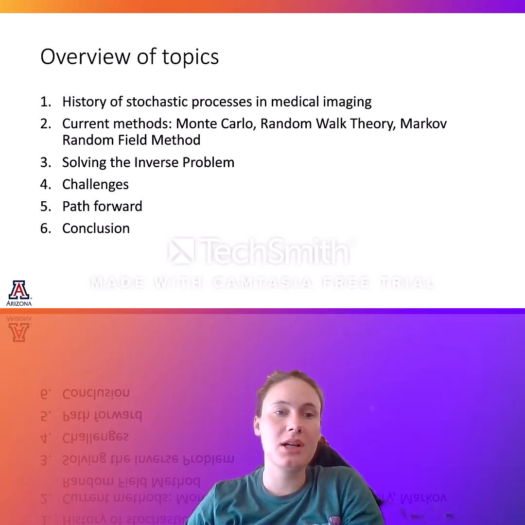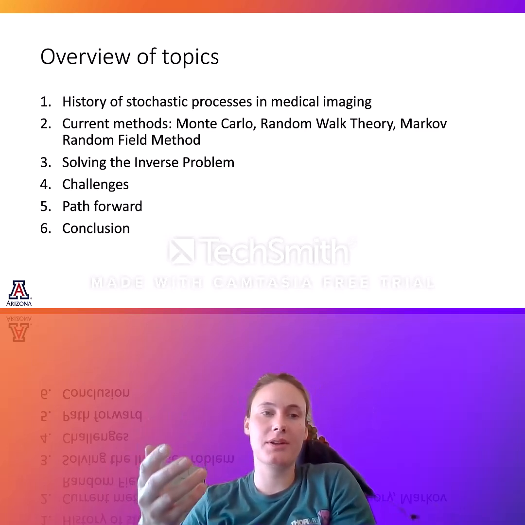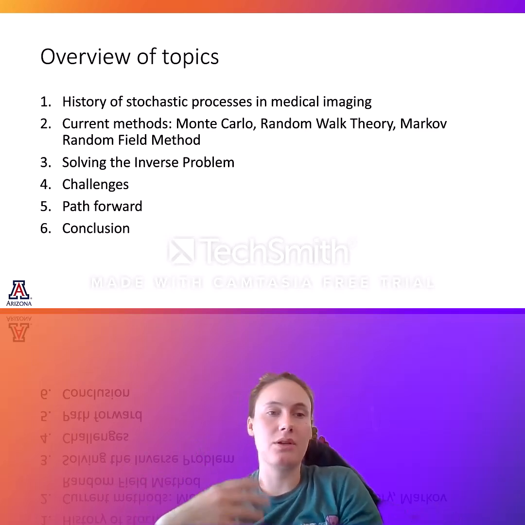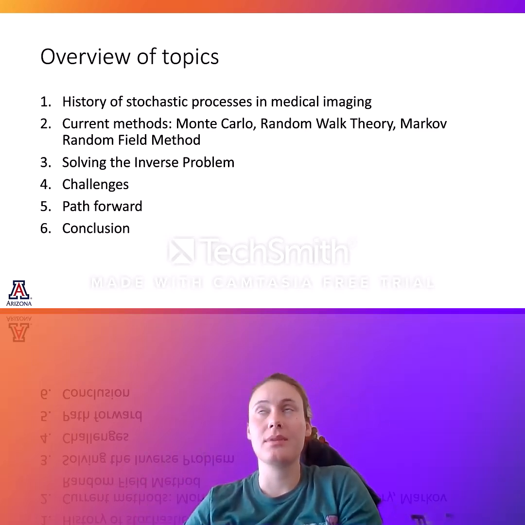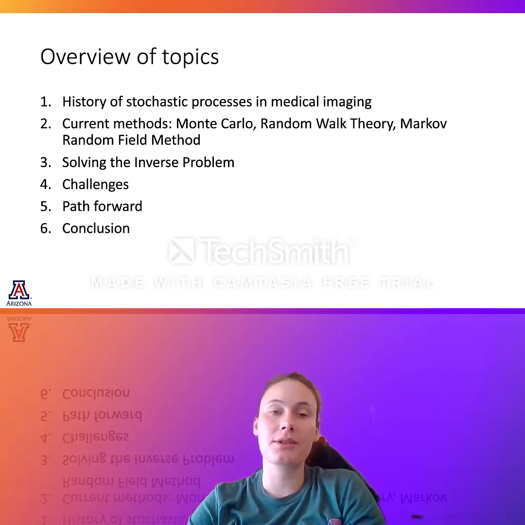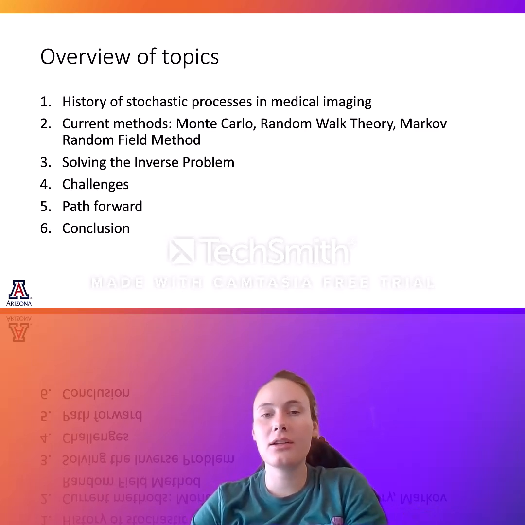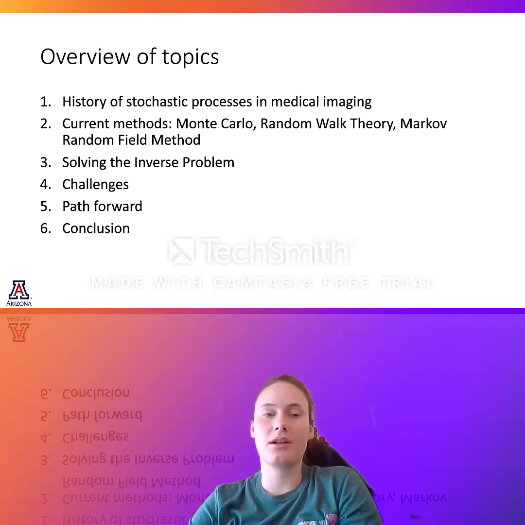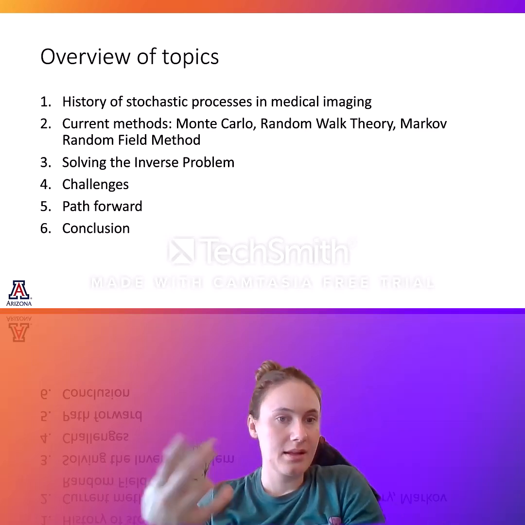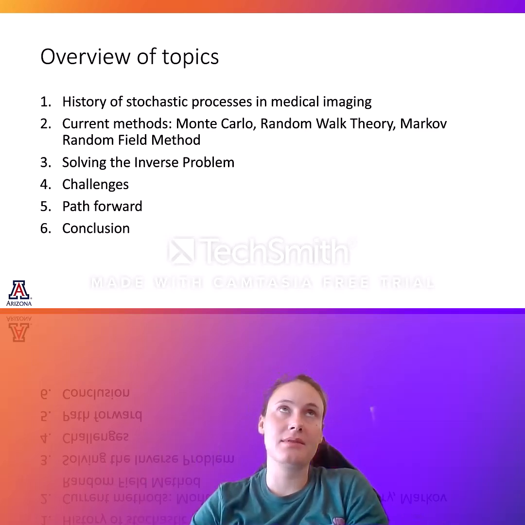Just a quick overview of topics here. First, I'm going to go over a history of stochastic processes in medical imaging, going from the first X-ray to what we do in the modern day. I'm also going to talk about some current models used, such as Monte Carlo, random walk theory, and the Markov random field method. I'm going to then talk about solving the inverse problem, which is a fun solution to how we can use these stochastic processes in real-world scenarios.